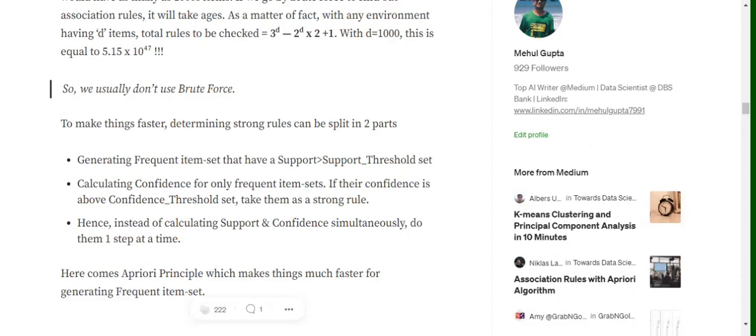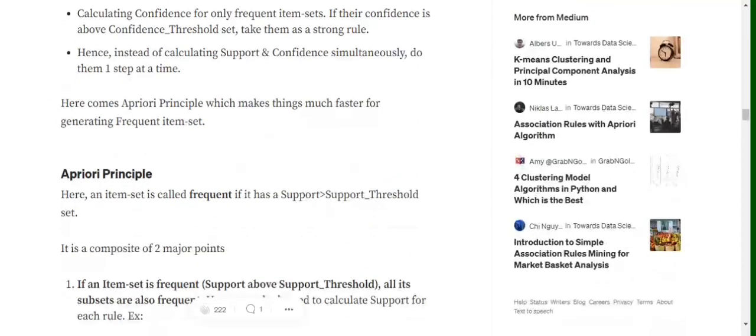So it's just calculating the frequency of I1 union I2. Now, in case of confidence, what we are calculating is frequency of I1 union I2 upon frequency of I2. So there are two terms to be calculated. Hence, we would be calculating confidence only for the rules which have a support greater than the support threshold. But still, this is going to be a big calculation.